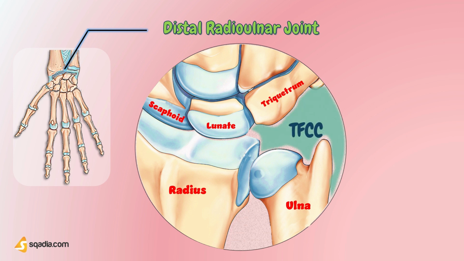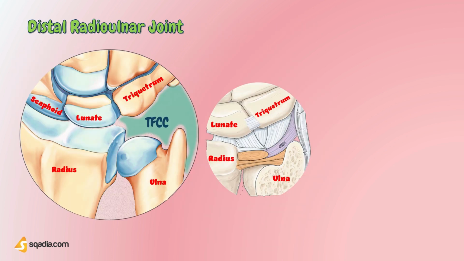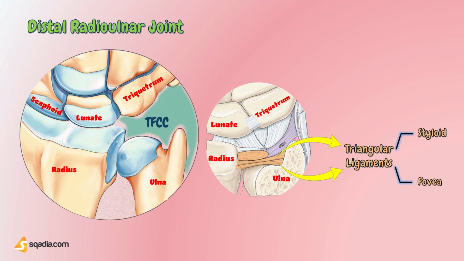Here you can see the Triangular Fibrocartilage Complex, located between the ulna and the proximal carpal row, that is, opposite the lunate and the triquetrum. If we look at this illustration, we can see that the Triangular Fibrocartilage Complex is inserted on the fovea of the ulna by two triangular ligaments, as shown here. These are the styloid ligament and the foveal ligament. The distal radioulnar joint is stabilized by the Triangular Fibrocartilage Complex and the joint capsule.